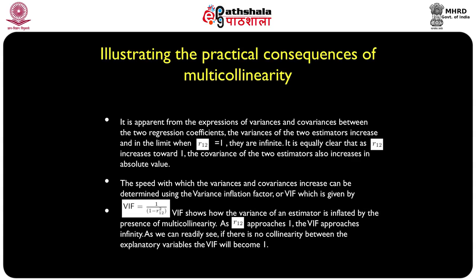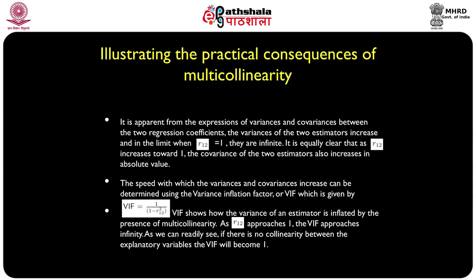As we can see from the expressions, in the denominators, in both variances and covariance, we have 1 minus r12 square. Thus, as I have just mentioned, as the value of r12 tends to 1, 1 minus r12 square tends to 0 in the denominator. Thus, variances and covariance between the regression coefficient estimates tend to infinite values with the increase in r12.